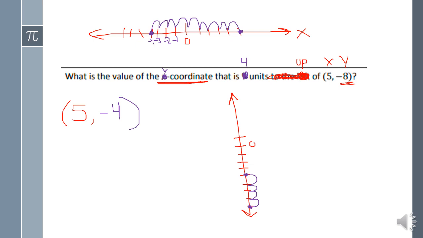As you can see, your x does not change, because for your x to change, they would have to tell you to move left or right. And we didn't move left or right. They only said the y coordinate. So keep that in mind.